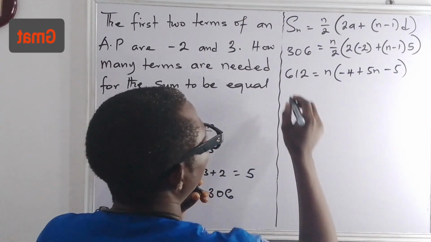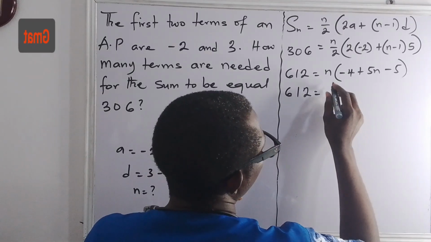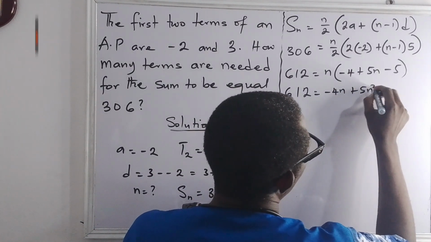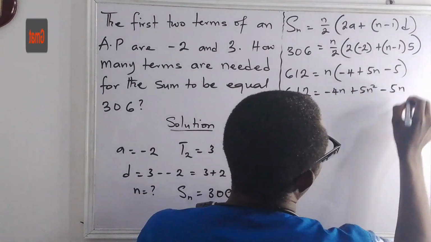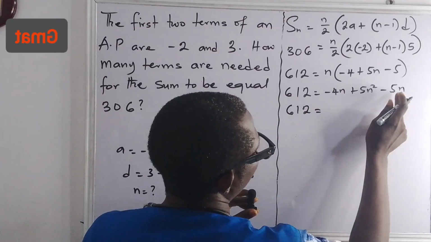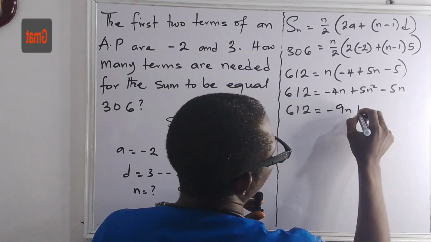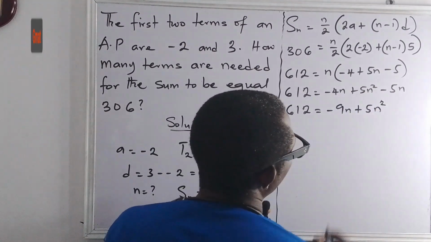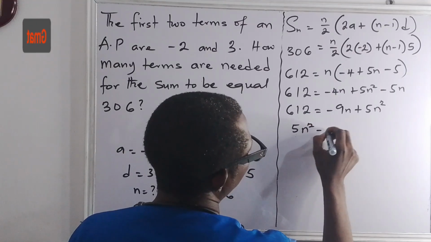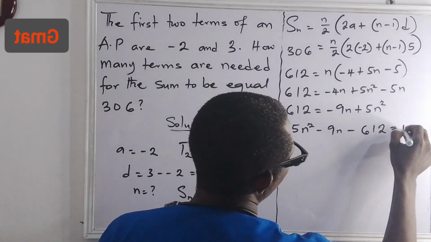Okay, so we have 612 equals, now let's open the brackets. So we have minus 4n plus 5n squared minus 5n. All right, that gives us 612 equals, now when you add this and this together, you have minus 9n plus 5n squared. Okay, this equation can be written as 5n squared minus 9n minus 612 equals 0.